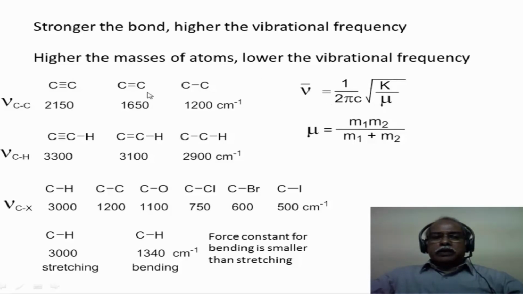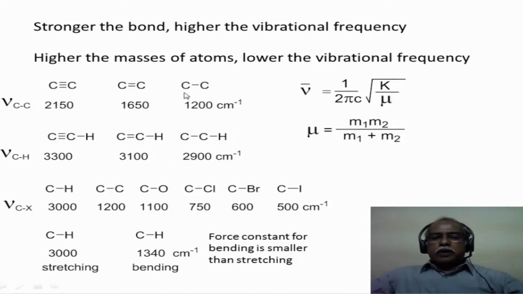Now, if you use this argument, then one can easily predict, for C triple bond C, C double bond C and C single bond C, what will be the order of the frequencies of the CC stretching of this class of compounds. Now, C triple bond C is a much stronger bond compared to a C double bond C, which is stronger than the C single bond C. In other words, the force constant is much higher for a triple bonded system compared to a double bonded system, which is stronger than a single bonded system.